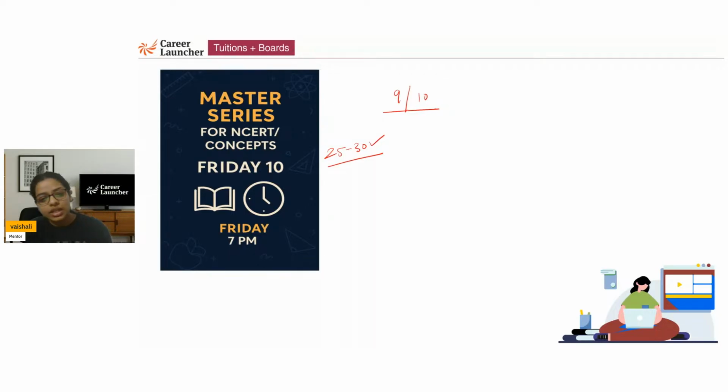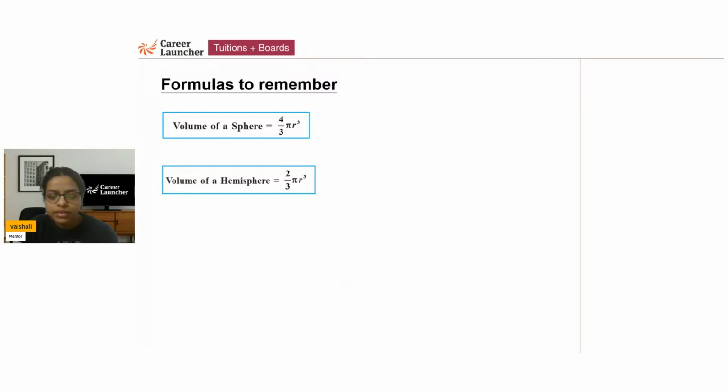Yes. Like I said, today we are going to focus on the volume of a sphere and the volume of a hemisphere. These are the two respective formulas you just have to remember. In the case of a sphere, which is a complete sphere, the volume is given by 4 by 3 pi r cube. But in the case of a hemisphere, we are dealing with half of that sphere, so the volume will also be half. So it is 2 by 3 pi r cube.